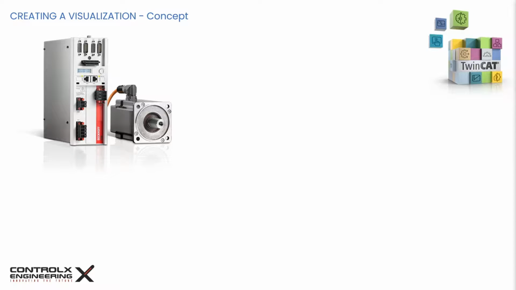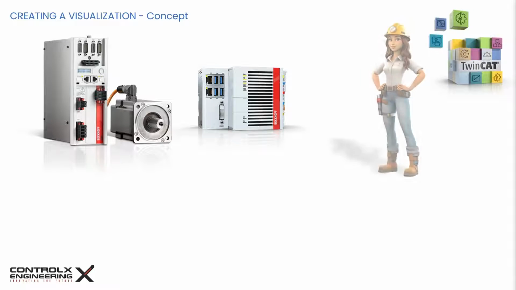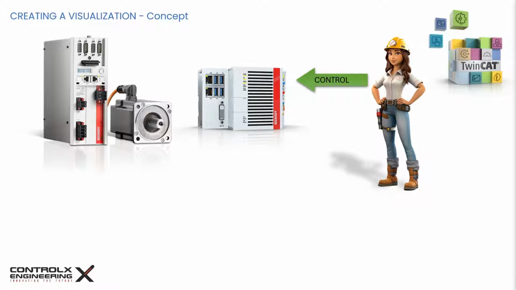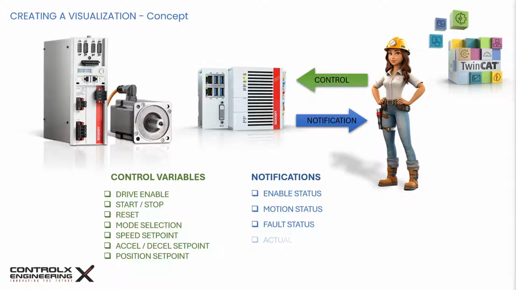Now that we have an idea about TwinCAT visualization, let's make one from scratch for an existing project. Let's go over the project concept first. Imagine we have a machine with a drive controlling a motor. The system controller is a PLC. In order to run the system, it will need control inputs from the engineer. To be able to assess the system, the engineer will look at the notifications sent back from the system. The control input will consist of variables like drive enable, start stop, reset, mode selection, and various set points. Notifications from the system will consist of variables like various status bits, as well as speed and position feedback, among others.